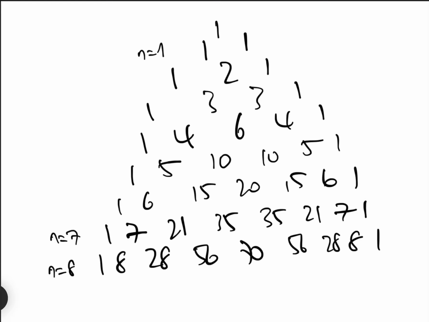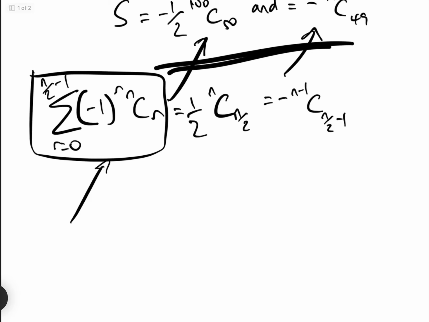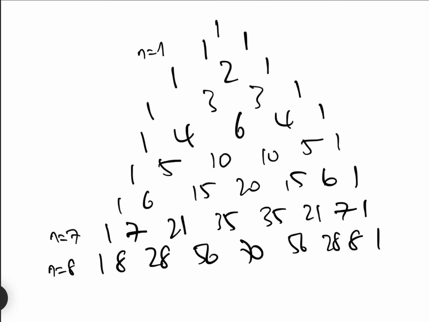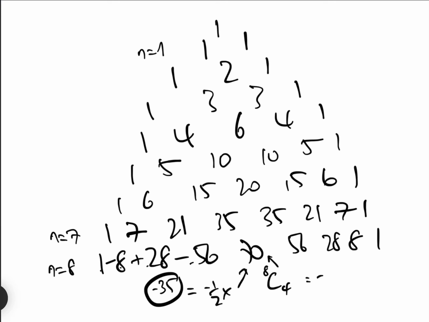Now what is cool is what this sum is actually saying, and by the way, it only works for even n, I don't know if I mentioned that earlier in the video. What this sum is saying in practical terms is this, take away this, add this, take away this, which would be minus 35, equals minus a half times that, which is, in this case, 8c4. So that, take away that, add that, take away that, equals minus a half of 8c4, which also equals minus 7c3, which is that one.